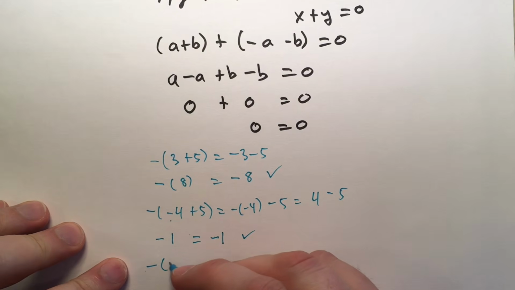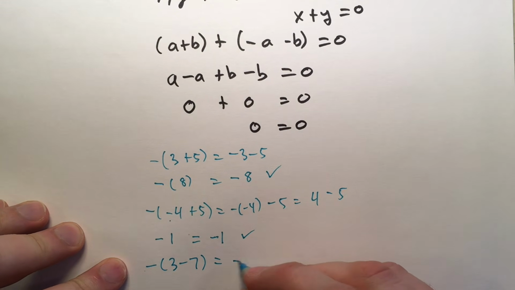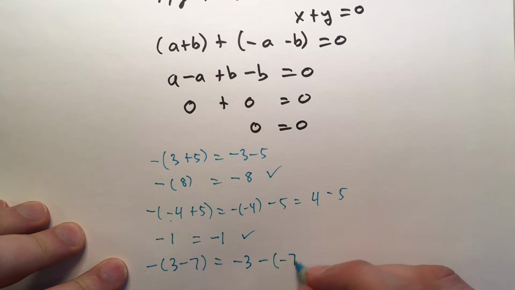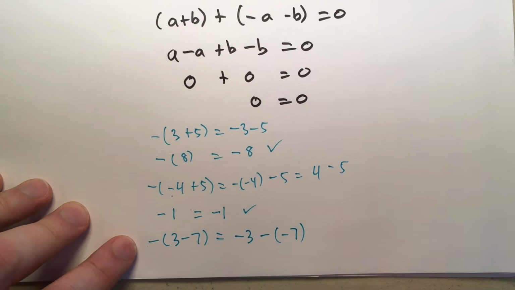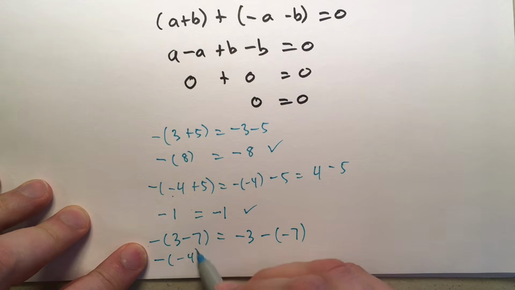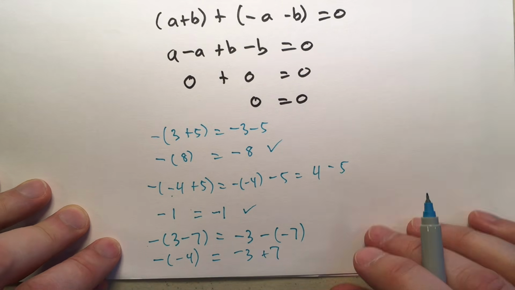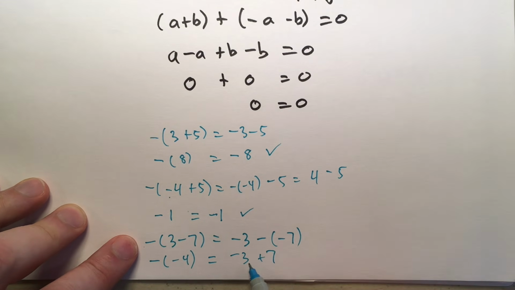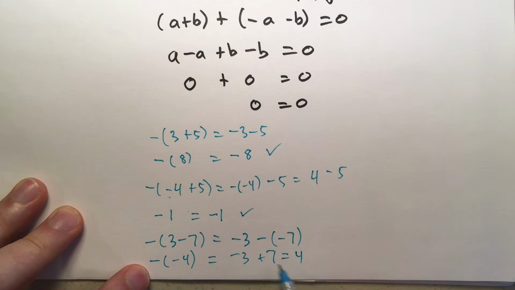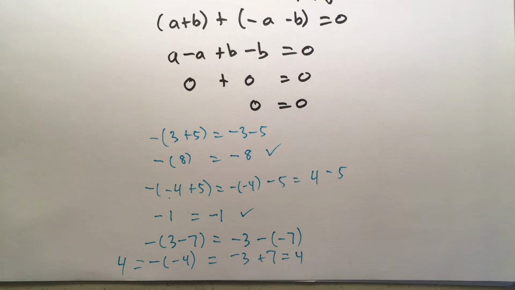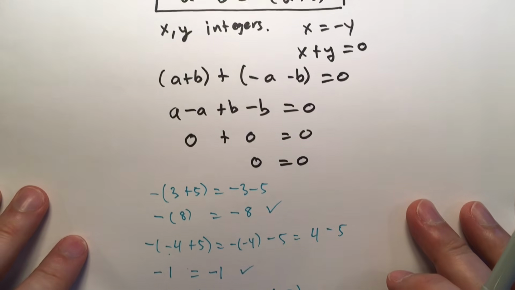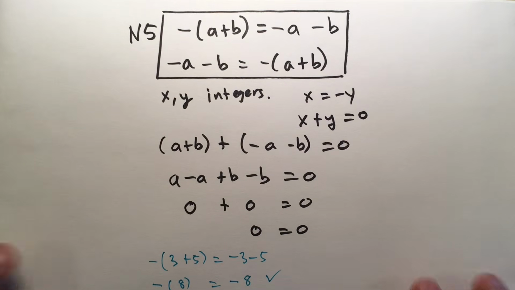Let's do one more. So minus 3 minus 7 should be equal to minus 3 minus 7. Okay. So this is minus 4 should be equal to minus 3 plus 7. Right? The answer here, 7, you go left 3, that's just 4. I used commutativity to move them around, and then minus 4 is indeed equal to positive 4. So that works. Everything works. Everybody's happy. Memorize this equation. That's distributing minus signs.